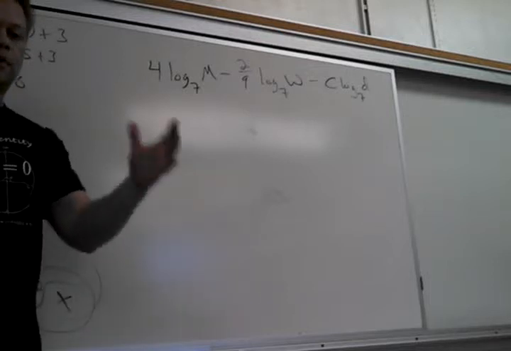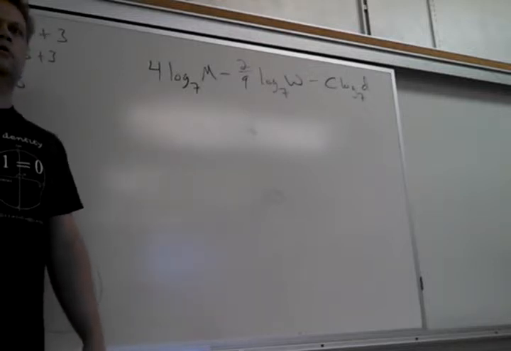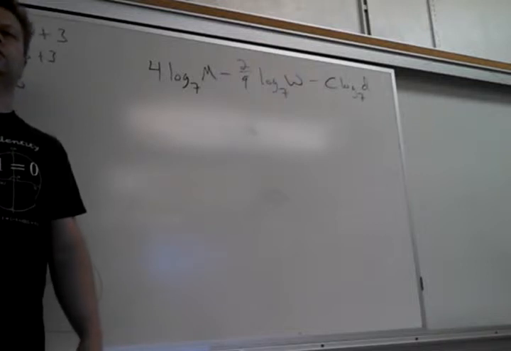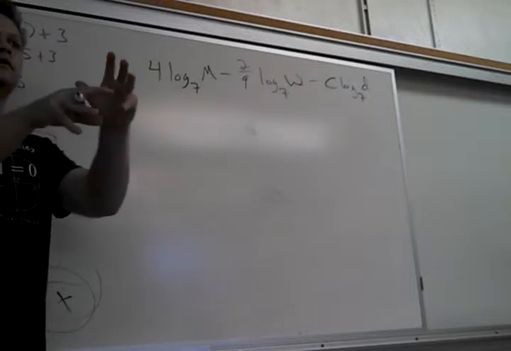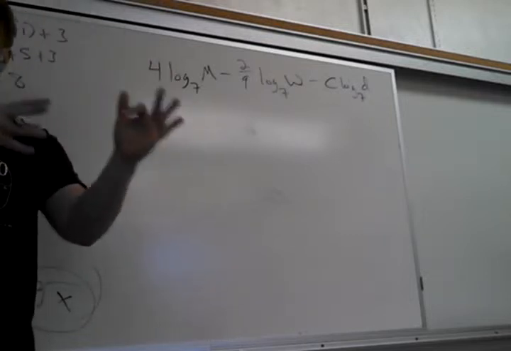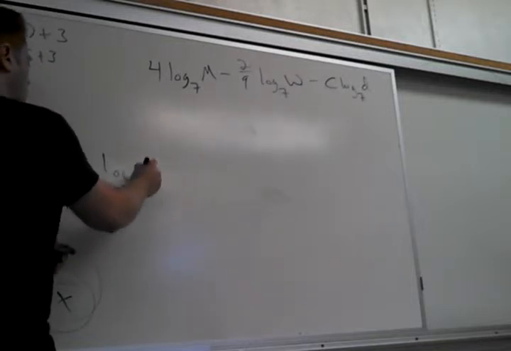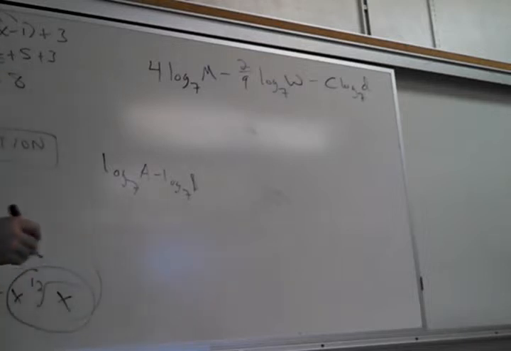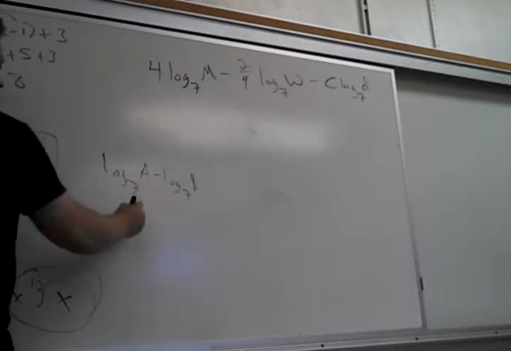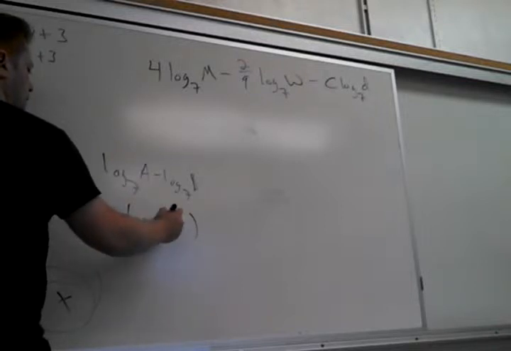So I want you to combine these into one log. So what do you have to do first? I know what to do with log base 7 of something plus log base something, or minus something, right? What's log base 7 of A minus log base 7 of B?